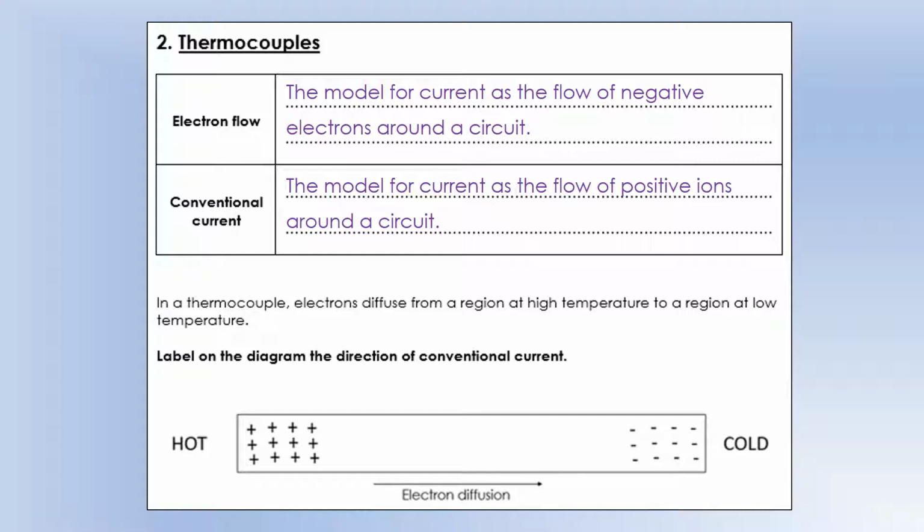In a thermocouple, what happens is electrons diffuse from the high temperature to a low temperature, which you can see on the diagram. So now we can also label on here the direction of conventional current. If negative charges are moving to the right, that's the same effect as positive charges moving to the left. So that's the direction of conventional current.